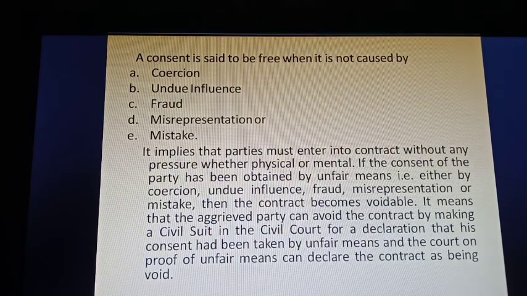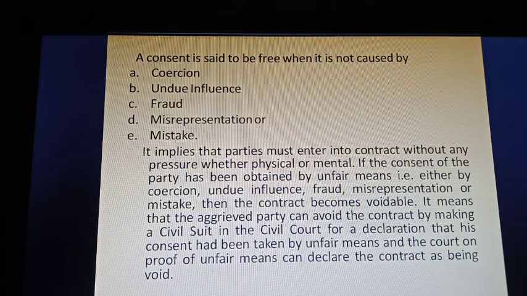And a consent is said to be free when it is not caused by coercion. Coercion means it should not be made under any threat. It should not be made under any undue influence, fraud, misrepresentation, or mistake. It simply means that the parties to the agreement must enter into the contract without any type of pressure, whether physical or mental. If the consent of a party has been obtained by unfair means, that means either by coercion, undue influence, fraud, misrepresentation, or mistake.